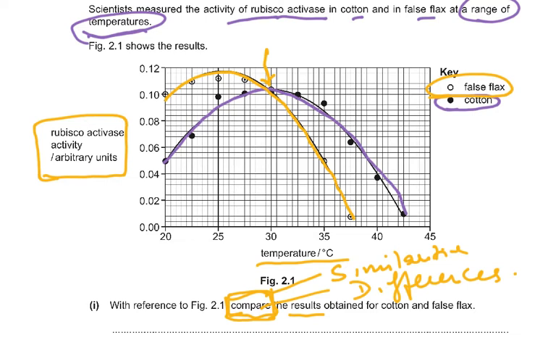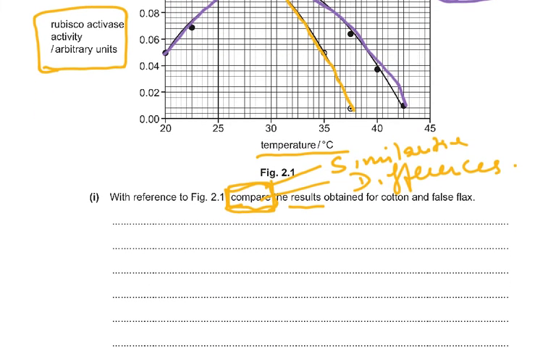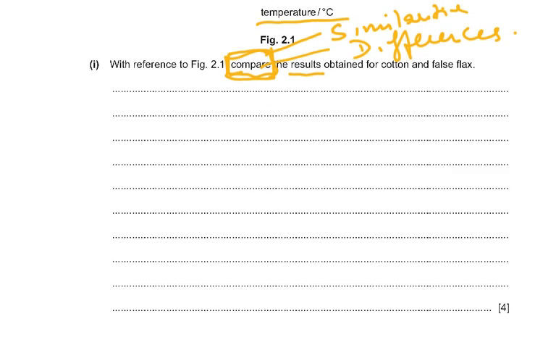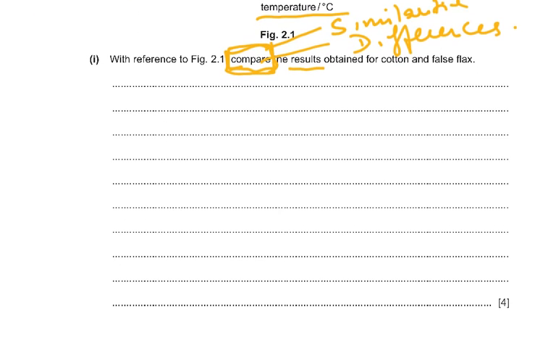Now that's again a very, very easy question. And there's no question that anybody should lose marks on that. How many marks is it? 4 marks. So it's a very good 4 marks, easy to get 4 marks. Now, I'm going to discuss the mark scheme with you in a minute.